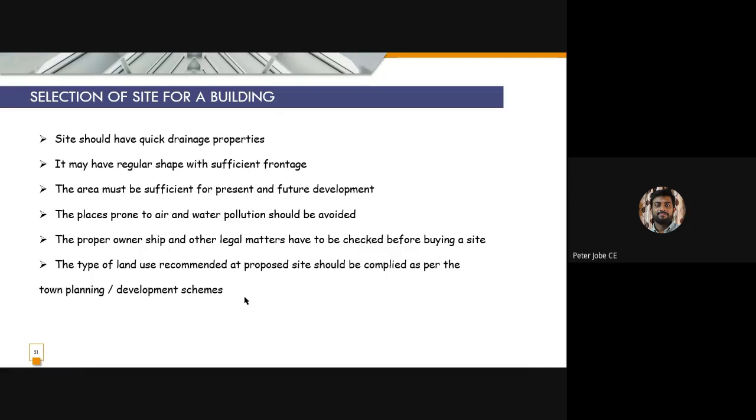So if you are planning a building, you should ensure that the type of land use recommended at that proposed site is complied with as per town planning or development schemes. In every town there will be a town planning officer who will plan the town accordingly. He will be dividing the town into several areas like commercial area, industrial area, residential area. So if you are going to construct an industrial building in a residential area, it might be against the rules of that particular town. So we should take care that the type of land use, whether it be industrial or commercial or residential, is complied with as per the rules established in that town.